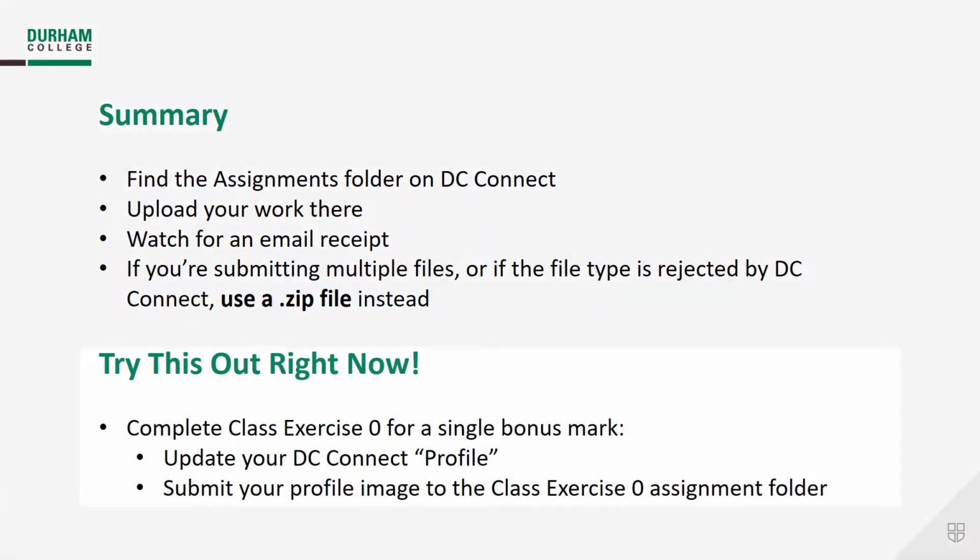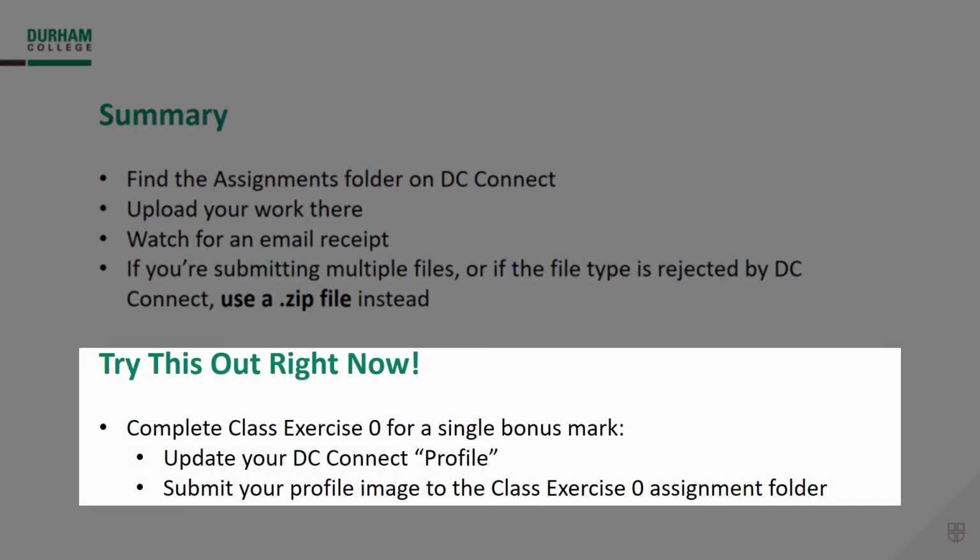It's a really good idea to check this out right now. Your course should have a class exercise 0 that's worth a bonus mark. It asks you to look at your DC Connect profile and then to submit that profile image to the class exercise 0 assignment folder. And that's just so that you can prove that you can submit something to DC Connect. Go ahead and try that.